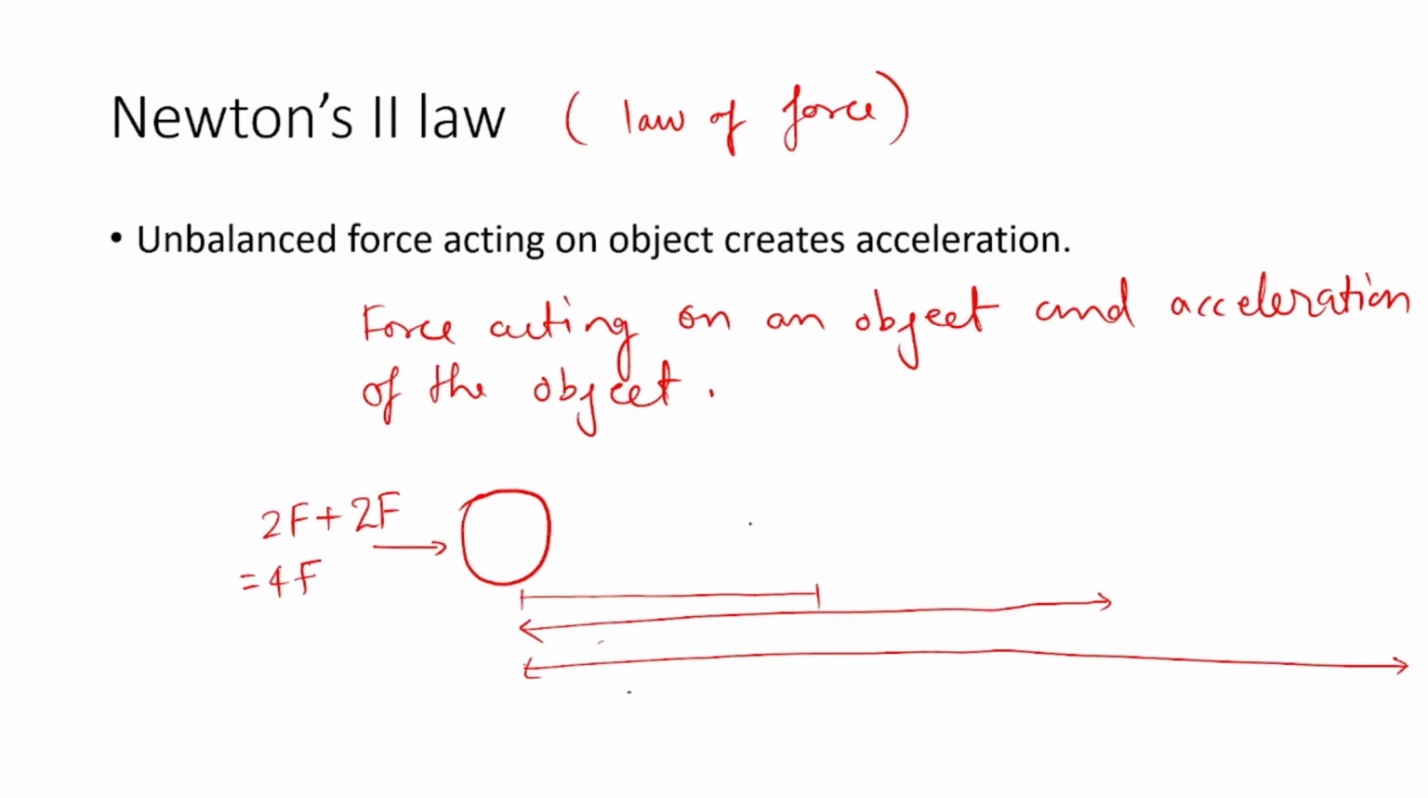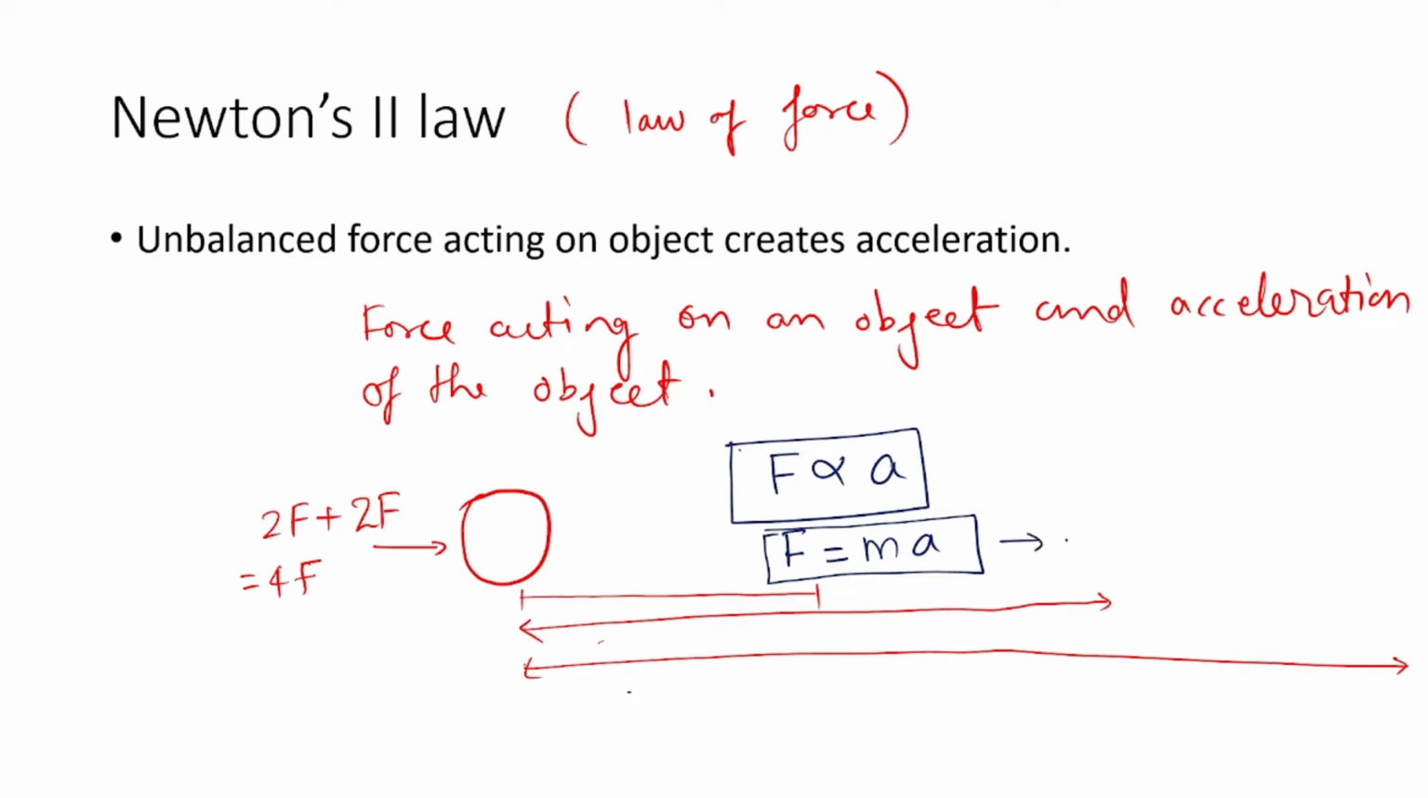So Newton's second law says that the more force you apply on an object, the greater will be its acceleration, right? The acceleration and force are directly proportional to each other. Now if I replace this proportionality sign, then I can write F is equal to mass of the object times the acceleration, F = m a. This is the formula to calculate the force acting on an object based on its mass and acceleration.